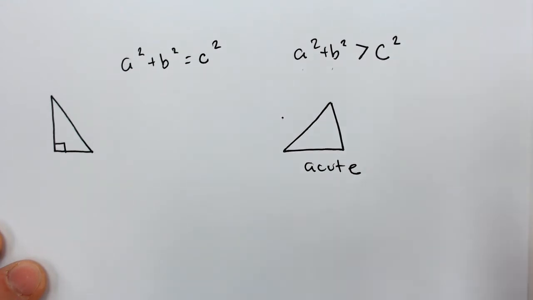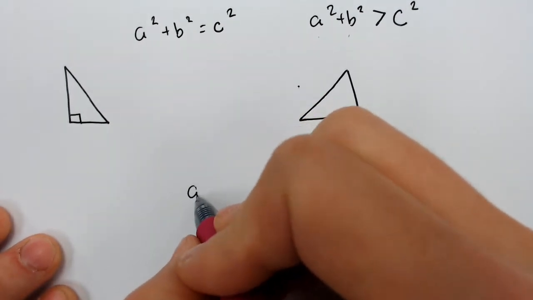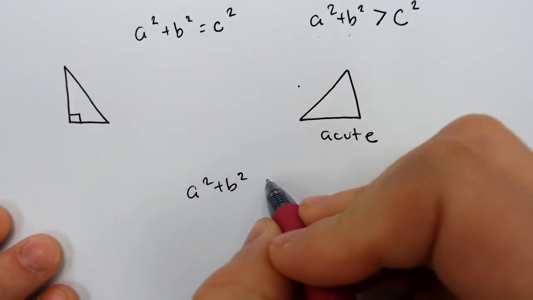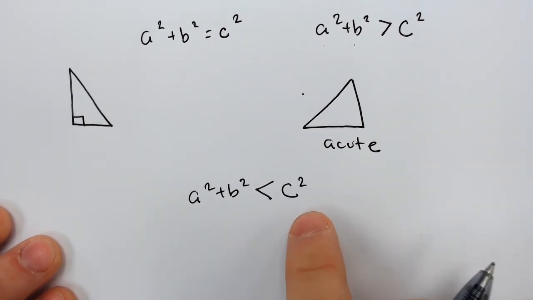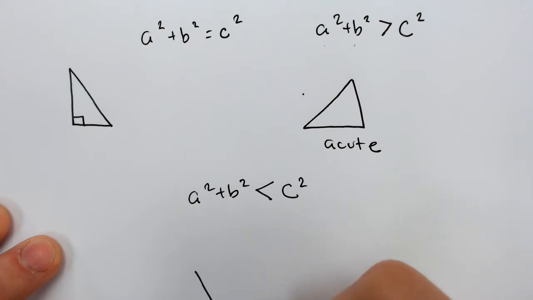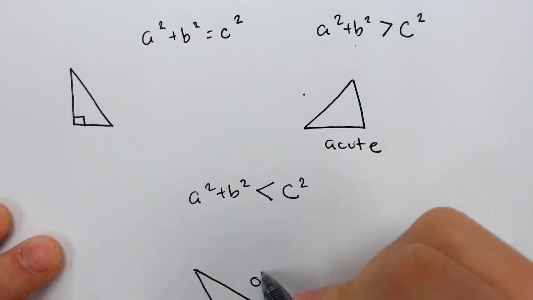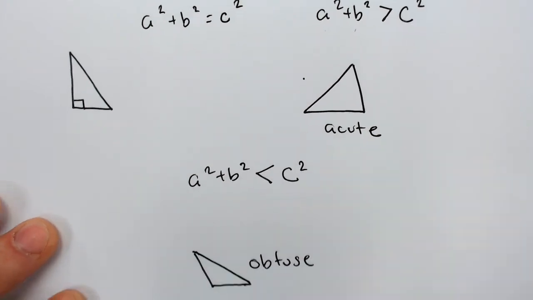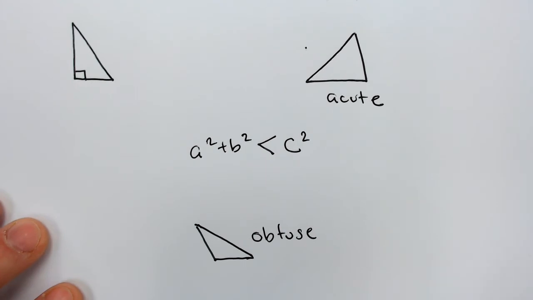Now, if the c is really big, that would mean that we would have a squared plus b squared is smaller than c squared, meaning the c is too big. If the c is too big, then your a and your b are little guys, but your c is really big, and you have an obtuse triangle. Okay? So this is a really easy process, provided you know what the Pythagorean theorem is, and we're going to do a few problems to practice it.